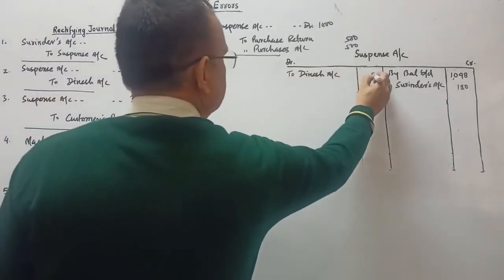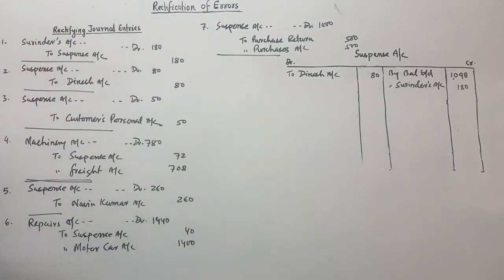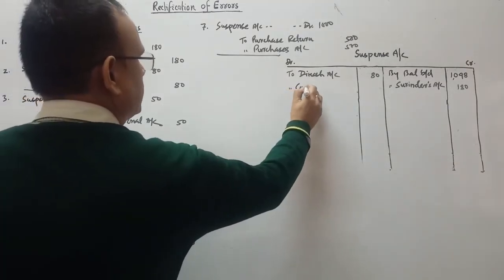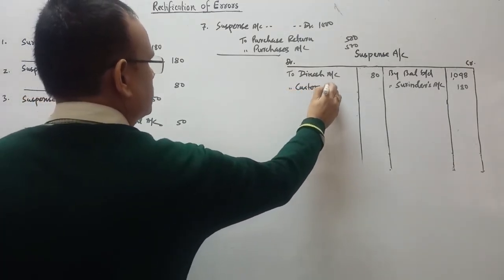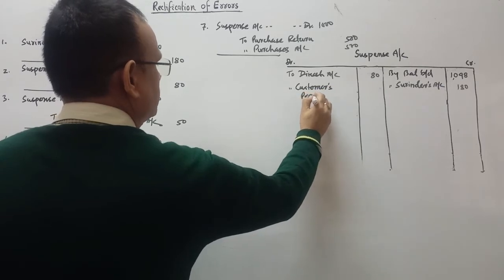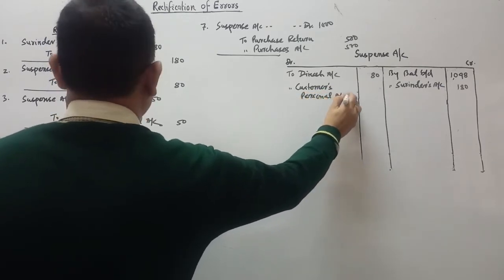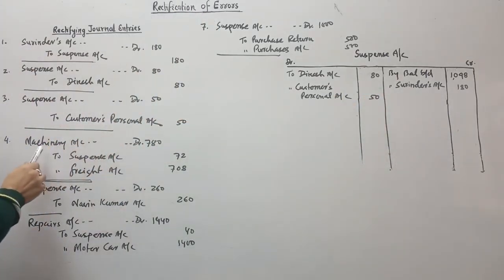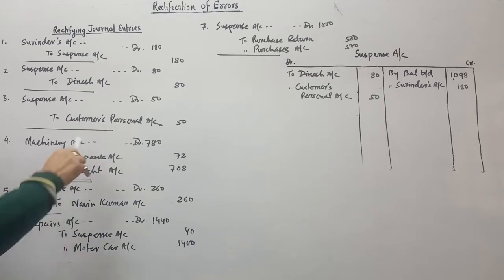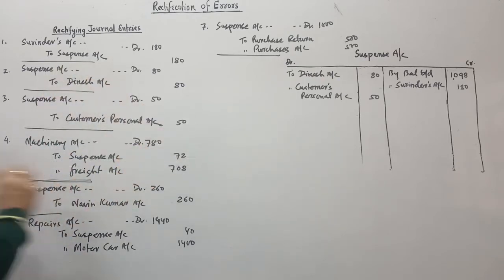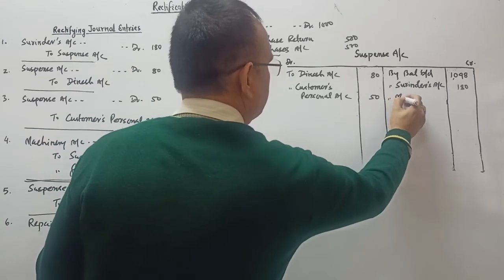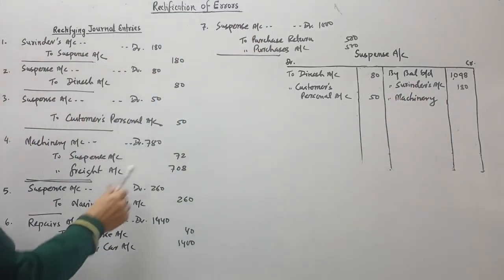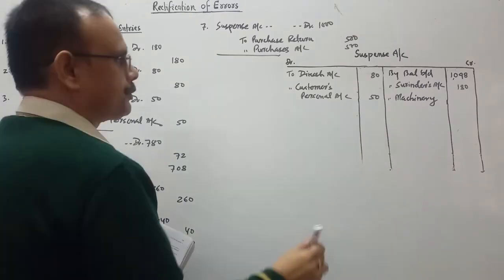It is 80 rupees. Coming to the next, suspense is on debit. So write in the debit side to customers personal account. That is 50 rupees. Now suspense is on credit, so we'll do the posting in the credit side. We'll write by machinery, but we'll write the amount of suspense, 72.